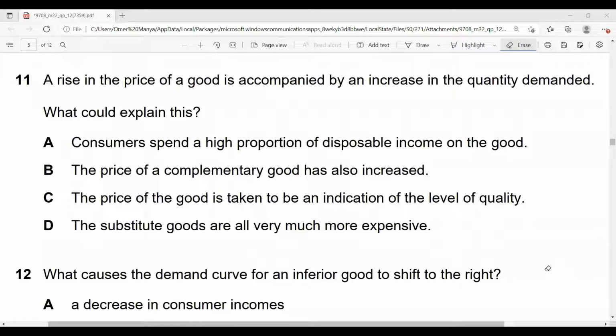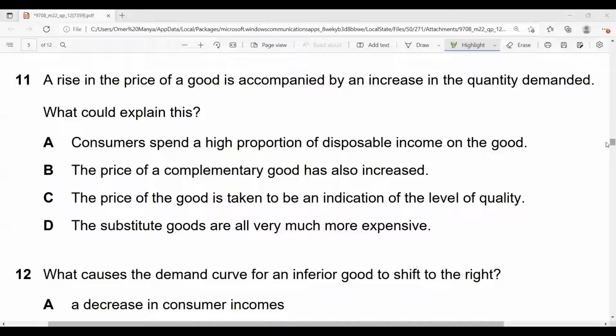Question 11. A rise in the price of a good is accompanied by an increase in the quantity demanded. What could explain this? This is quite unusual. Normally, when the price of a good increases, the quantity demanded falls. There's an inverse relationship between the two. That's why the demand curve is downward sloping. But the fact here that price is increasing and quantity demanded is also increasing suggests that for this good, the demand curve is upward sloping. This is considered an exception to the law of demand.